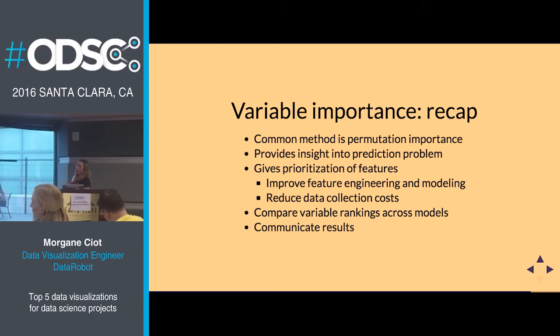So, a quick recap on variable importance. I showed you specifically the permutation importance method, but there are other ones. Scikit-learn has some other types of importances that you can look at. It gives you insight into your prediction problems. Like I said before, it helps you prioritize features that merit further investigation so that you can continue future rounds of feature engineering. It also helps you reduce data collection costs. You can compare variables across models, so it's also a model comparison technique. And finally, it helps you communicate results. That was the last chart.